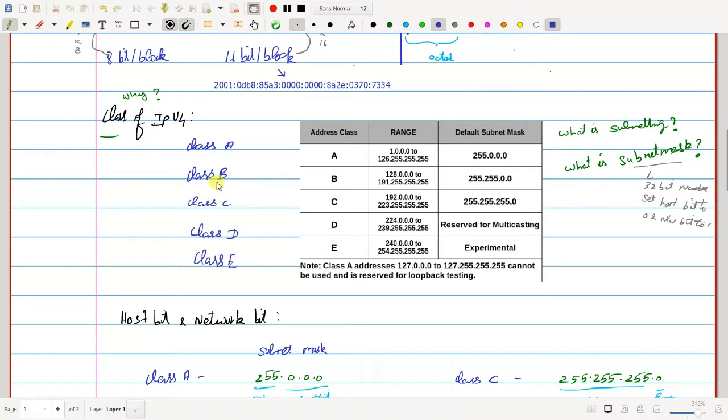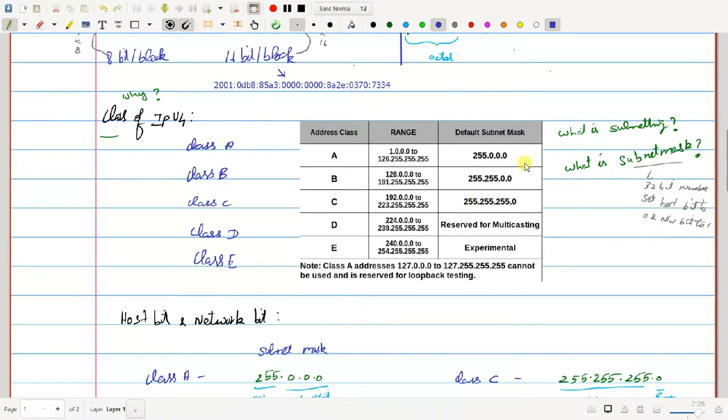The classes of IP version 4. Before going to this, first let's see why we separated IP version 4 into classes. IP version 4 was separated into classes for the efficient use of the available IP addresses and assigning them to devices. There are 5 classes: class A, class B, class C, class D and class E. The starting address, ending address and subnet mask are given in the table.